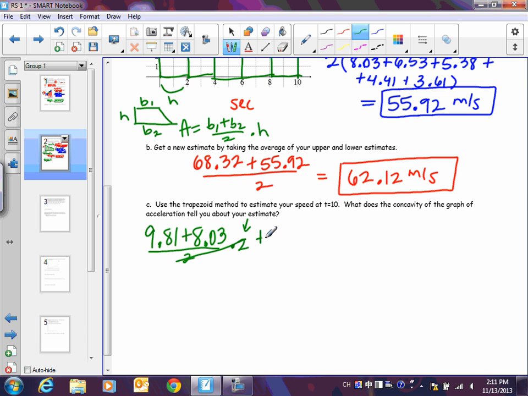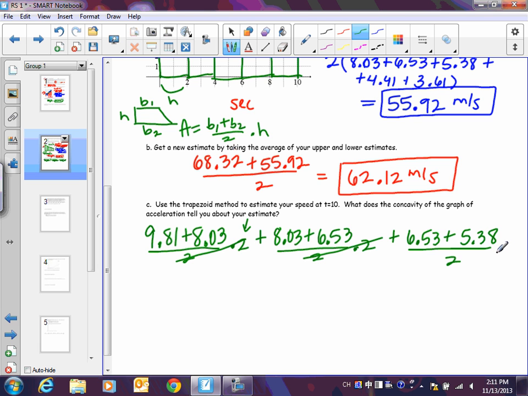So let's continue this. We're going to have 5 total trapezoids. The next one would be 8.03 plus, sad that I have most of these numbers memorized, 6.53. Divide by 2 times 2. Again, that divide by 2 times 2 is going to cancel. My third trapezoid is going to be 6.53. Notice the repetition and pattern of numbers. This is useful because if you don't have a picture, you want to still be able to do this, and drawing a picture could be time consuming. So that's the third one.